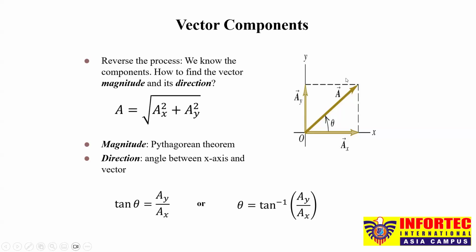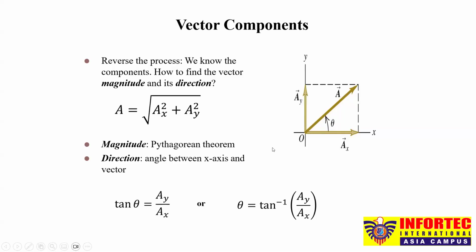How do we find the A value? A is the value of the resultant vector. The magnitude can be found as the square root of Ax squared plus Ay squared, right? In the right angle triangle, vector A can be found using the Pythagorean theorem: Ax squared plus Ay squared. But these are vectors.